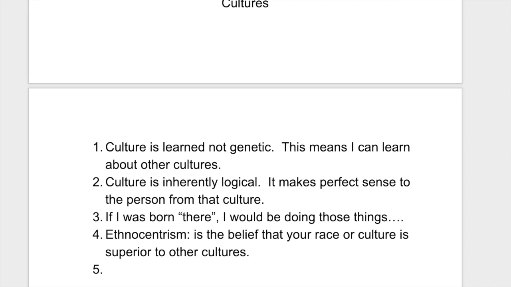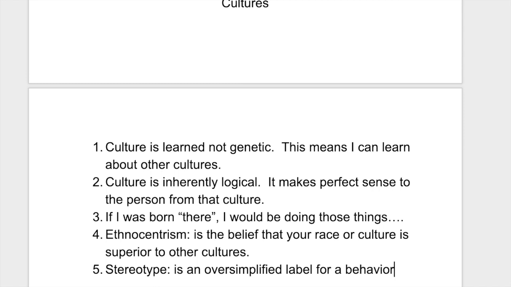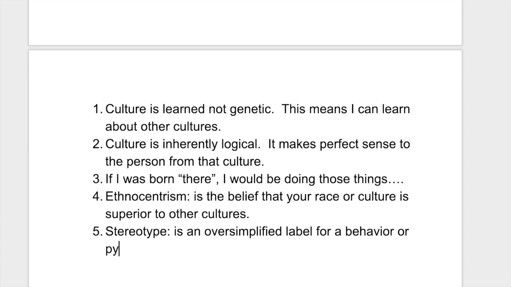Okay, and on a much less dangerous scale, a word that I'm sure we've heard before is stereotype. A stereotype is an oversimplified label for a behavior or a physical feature.